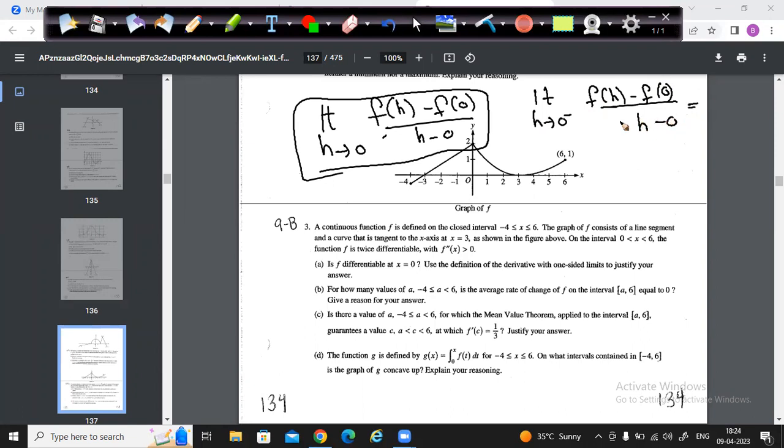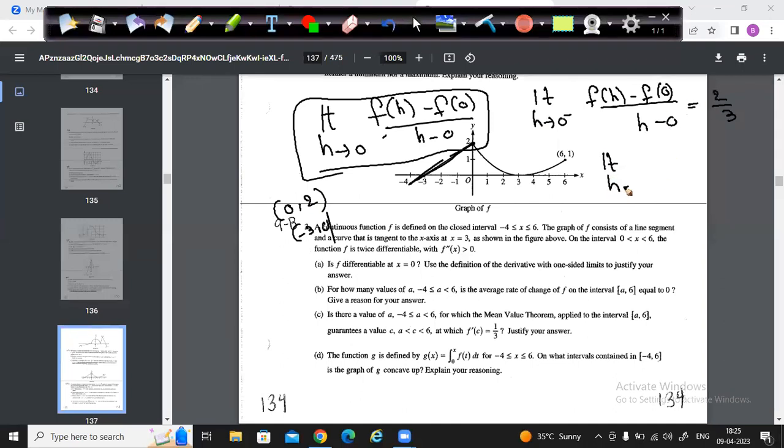So what is the left hand derivative of this function? The left hand derivative is the slope of this function. So what is the slope of this function? Take any 2 points. One is (0, 2), the other is (-3, 0). So this is 2 by 3. The left hand derivative is 2 by 3.